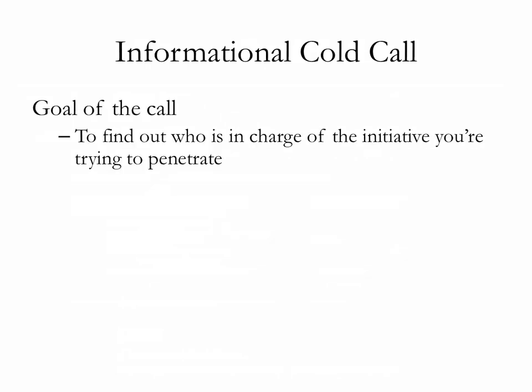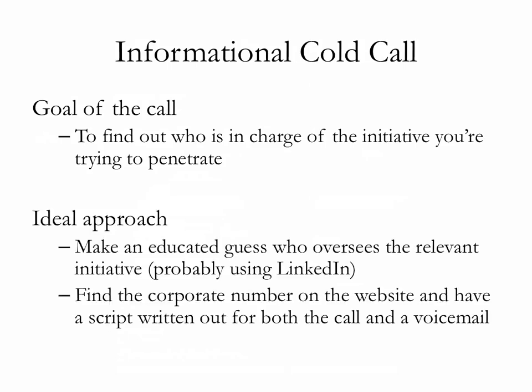Now, if you still can't find a stakeholder name, a very simple thing you can do is just do an informational cold call to the company. It's important to understand that at this phase, the goal of the call is to simply find out who's in charge of the specific initiative that your relationship will be focused on. You're not trying to sell the person, pitch the person. You're just trying to find out the name of that person so that you can ideally go in through email.